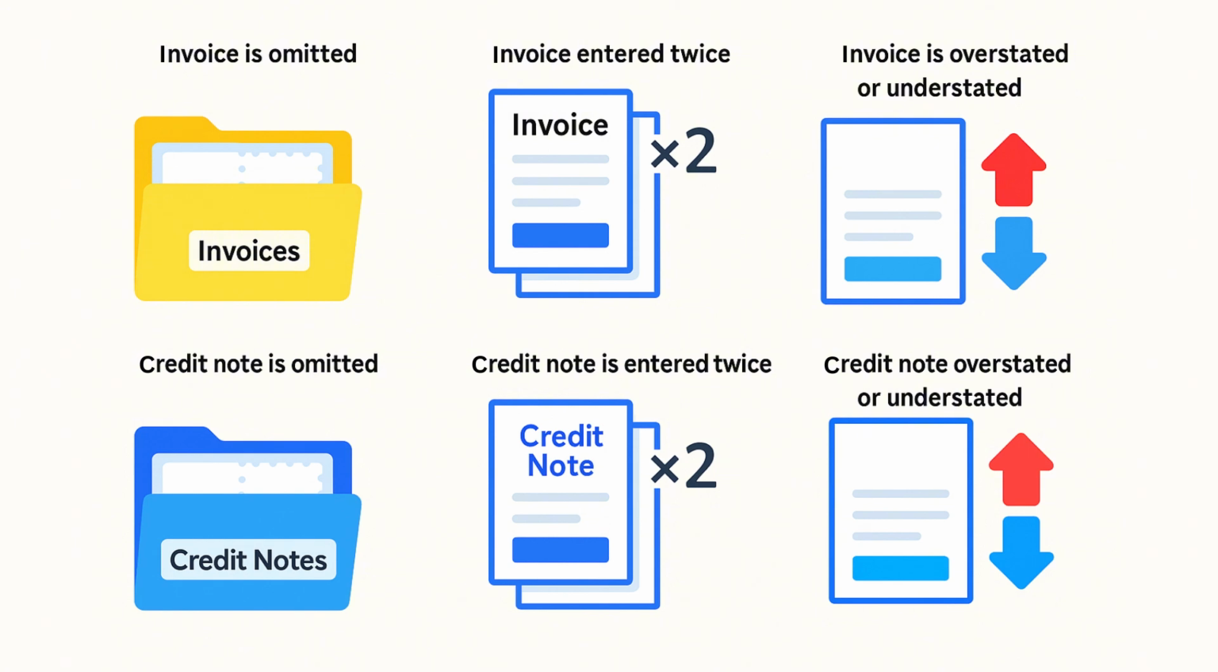If they don't match, it means something has gone wrong in the posting process, either in the customer accounts or in the control account itself. We'll look at the most common causes of these discrepancies. An invoice is omitted or entered twice. An invoice is overstated or understated. A credit note is omitted or entered twice, or a credit note is overstated or understated. Let's break each one down with simple, clear examples.